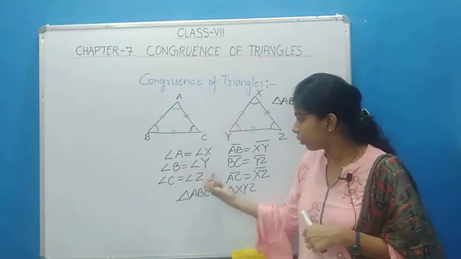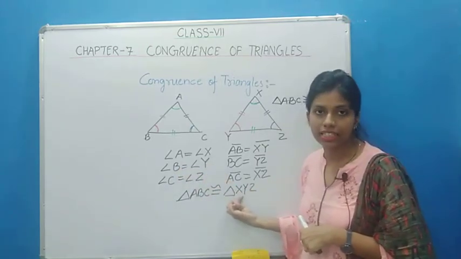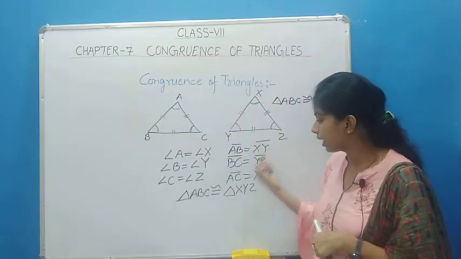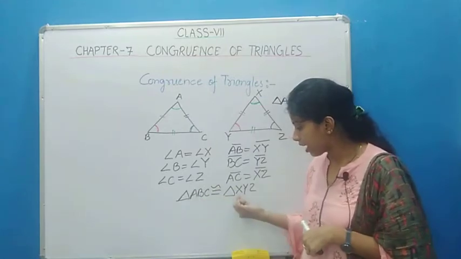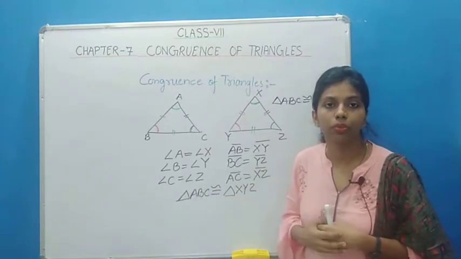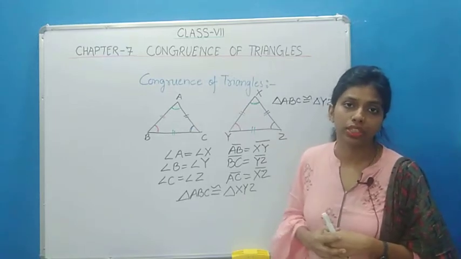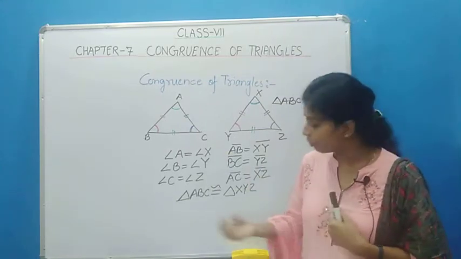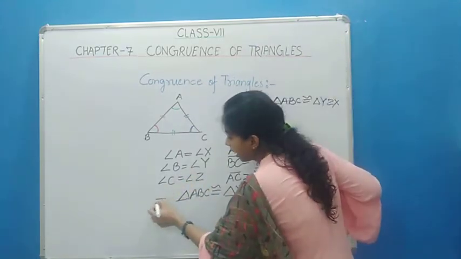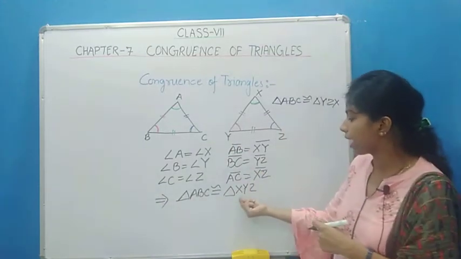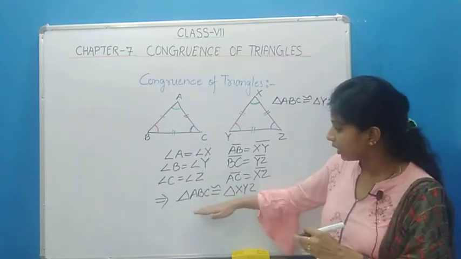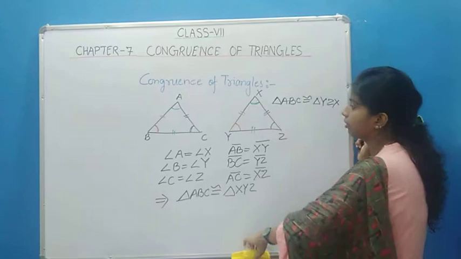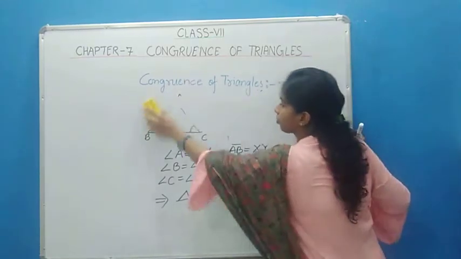Like if A is equal to X, then A at the same place. Similarly if AB is equal to XY, then if AB is at the starting, then XY is also at the starting of the name. Okay, so this is important, we have to notice. Now if these measurements are given equal, then we can write that triangle ABC is congruent to XYZ, and if it is given that triangles are congruent, then we can say which measurements are equal.